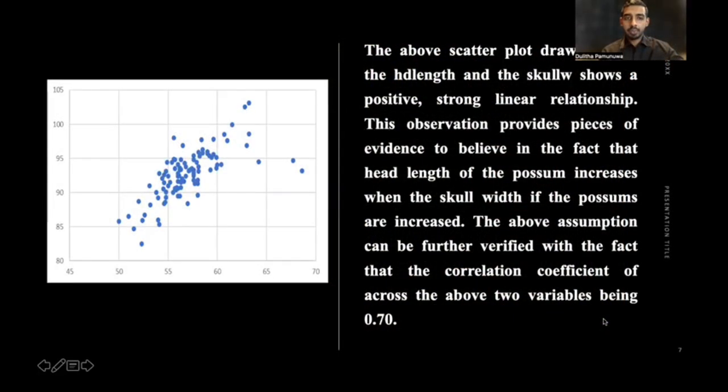Everyone, my name is Dulita. So the shown scatter plot drawn across the head length and the skull width shows a positive, strong linear relationship. This observation provides evidence to believe that the head length of the possum increases with the skull width of the possum, so both increase at the same time. This can be further verified with the correlation coefficient across the above two variables being 0.70.